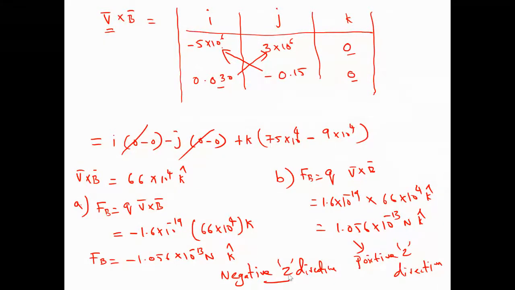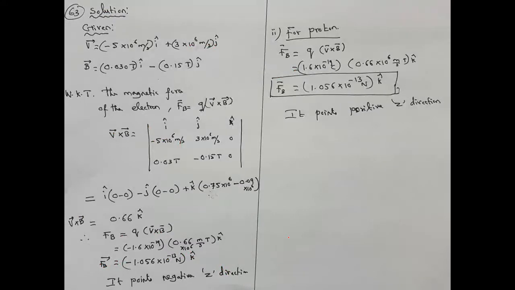Because it's a vector quantity, you must mention the direction also, because it has both magnitude as well as direction. Clear? So we check the answer. We have to check the answer. Our answer was exactly correct.